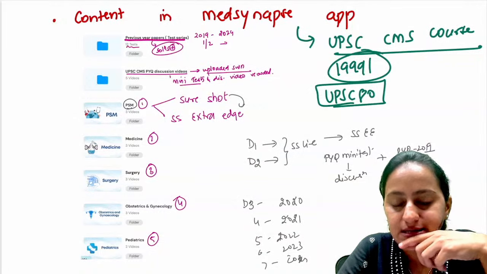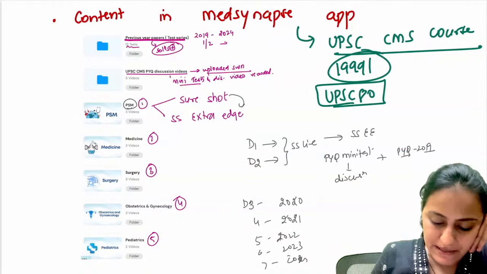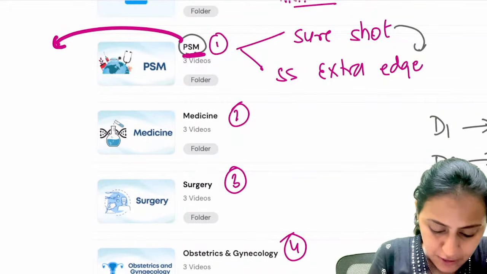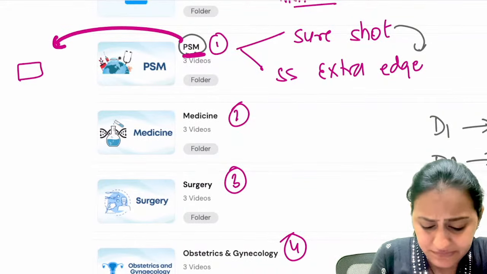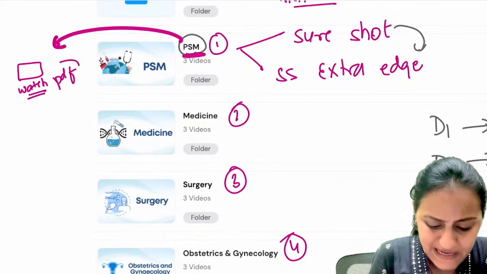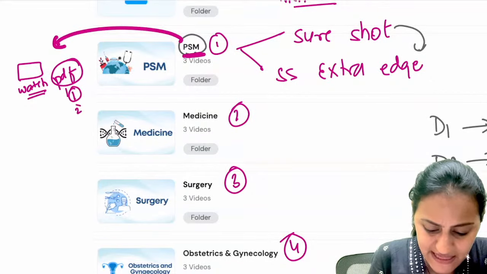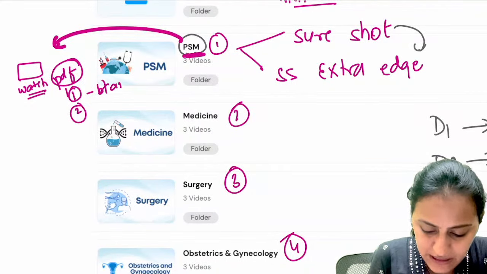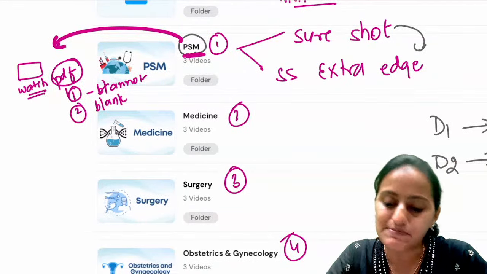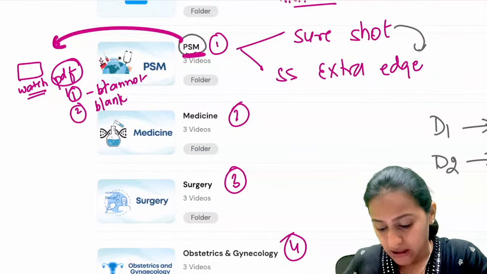Any other queries? Okay. Where do you get the PDFs? For the videos, once you go into the folder which has a video, for every video you will have the option of watch and you will have the option of PDF. There is PDF 1, there is PDF 2, there is an annotated PDF, and there is a blank PDF. So attached to every respective video, there is going to be the PDF.